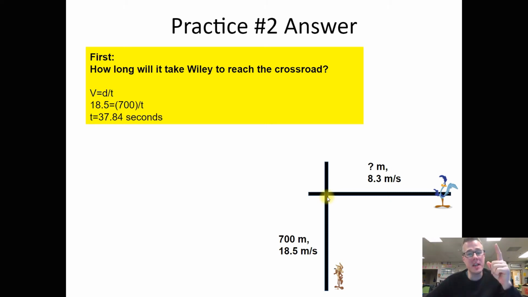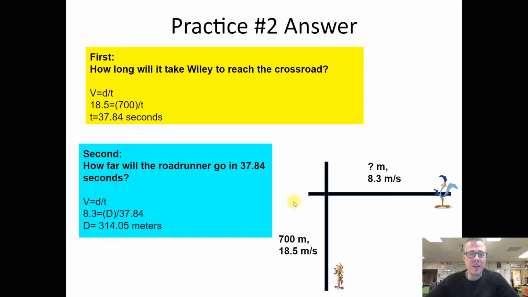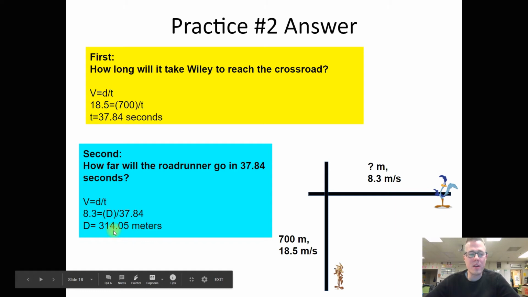Well, if that's how much time it's going to take him, it better be the same amount of time for the Roadrunner if we want them to crash. So the second step was to take that time we got for Wiley and plug it into the equation for the Roadrunner. So we know the Roadrunner's speed is 8.3. Plug in that same time and we can solve for the Roadrunner's distance, which turns out to be 314 and some change meters.